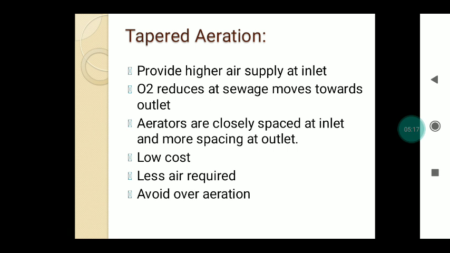That's because at the inlet the microorganisms require more oxygen for oxidizing the organic matter. That's why the aerators are very closely spaced at the inlet of the aeration tank, and farther apart towards the outlet. This aeration has low cost and requires less air, and it avoids over-aeration in the tank.